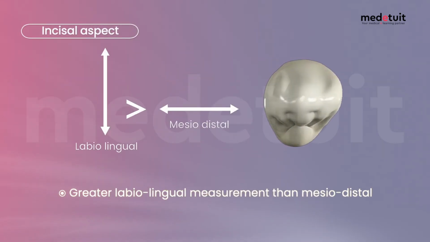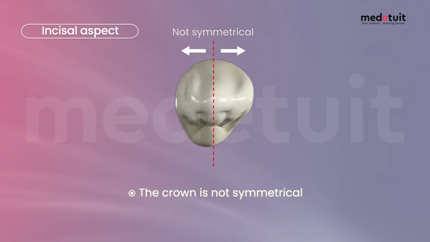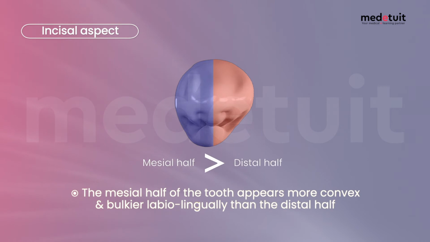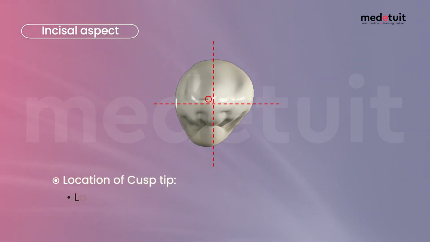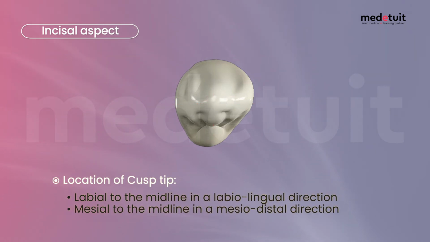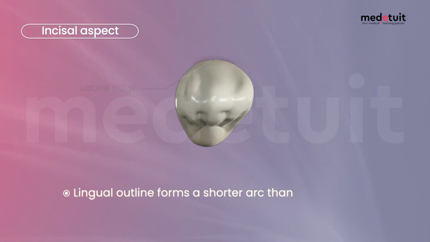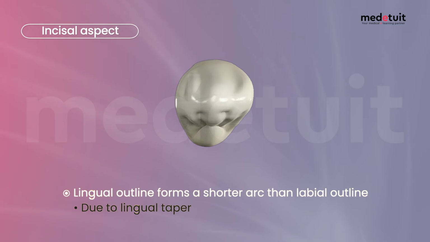From the incisal aspect, a greater labiolingual measurement than mesiodistal can be well appreciated. The crown is not symmetrical. The mesial half of the tooth appears more convex and bulkier labiolingually than the distal half. The cusp tip is located labial to the midline in a labiolingual direction and mesial in a mesiodistal direction. Labially, the labial ridge can be seen. Lingual outline forms a shorter arc than labial outline because of the lingual taper. That concludes the 5 aspects of the tooth.